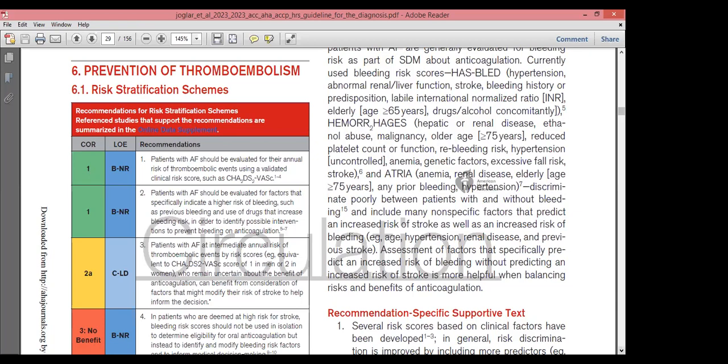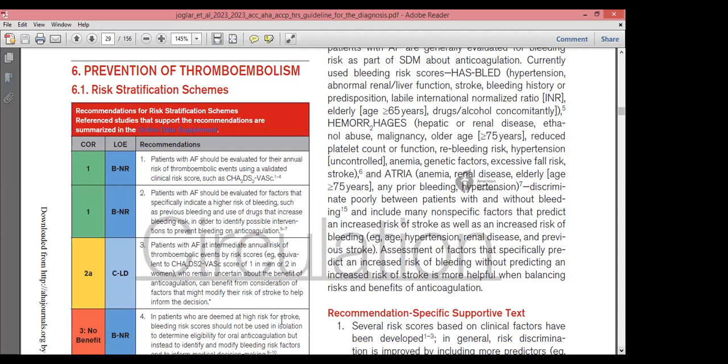Also, patients with AF should be evaluated for factors that specifically indicate a higher risk of bleeding, such as previous bleeding and use of drugs that can increase bleeding rates, in order to identify possible interventions to prevent bleeding on anticoagulation. To assess bleeding risks, they validated 3 scores: the HAS-BLED score, the HEMORR2HAGES score, and the ATRIA score. But most times we use the HAS-BLED score. If patients get 3 and above, that means their bleeding risk is high, so we have to look for bleeding risks that are modifiable, and if so, we should try to modify them.